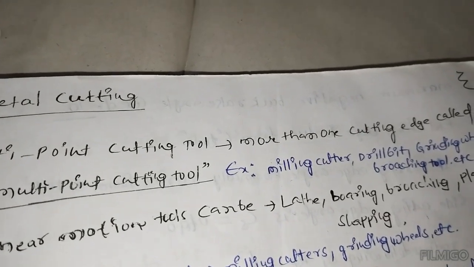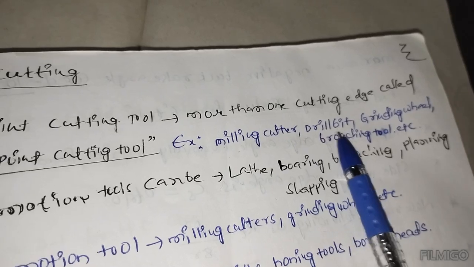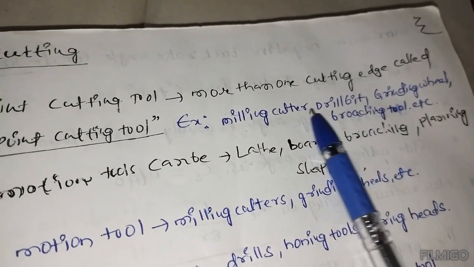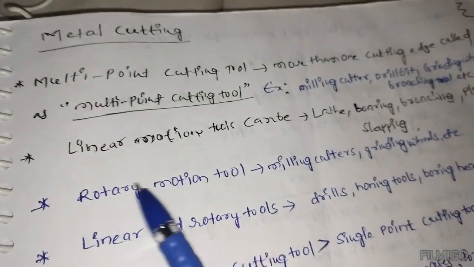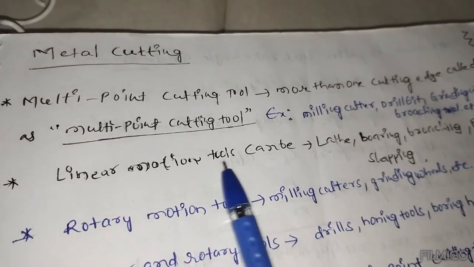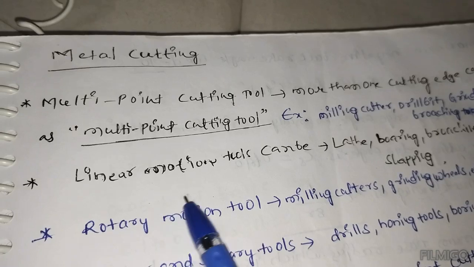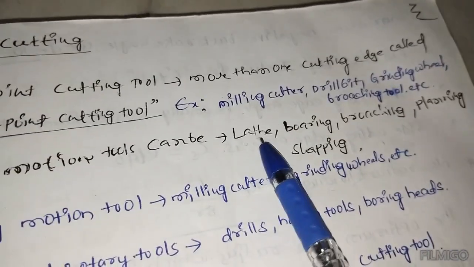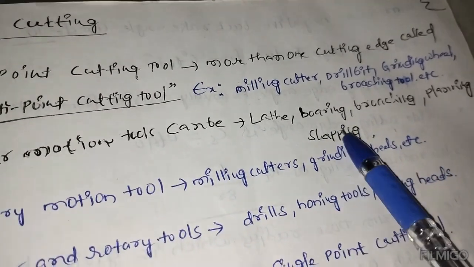Examples are the milling cutter, drill bit, grinding wheel, and broaching tool. The linear motion tools can be lathe, boring, broaching, planing, and shaping.